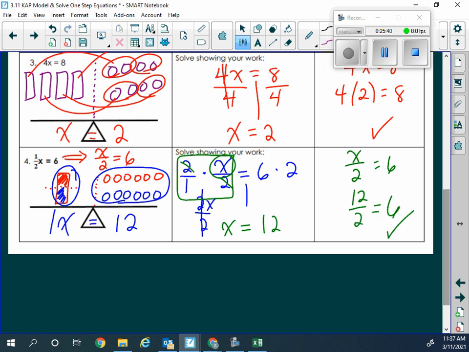And it was true. Some people think that the multiplication and division is actually easier than the addition and subtraction. I tend to agree because there's not zero pairs.